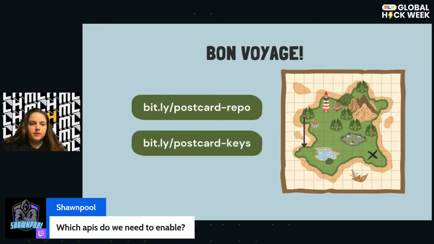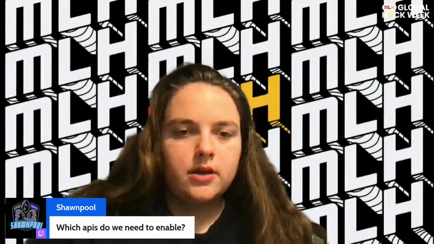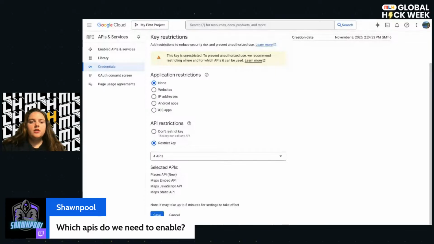Great question from Sean right here. For which APIs you need to enable, I'll switch back to the screen. The four that we definitely need to enable are the Places API, but specifically the new version, the Maps Embedded API, the Maps JavaScript API, and the Maps Static API. I set the application restrictions to none. If you would like to add websites with localhost, you're welcome to, but that can lead to some frustrating errors later. And if you're doing local testing, then you should be good.